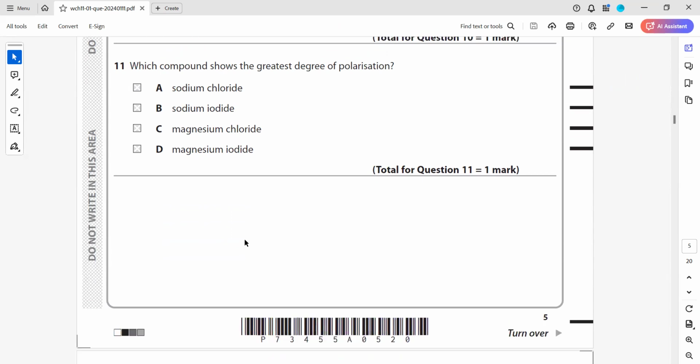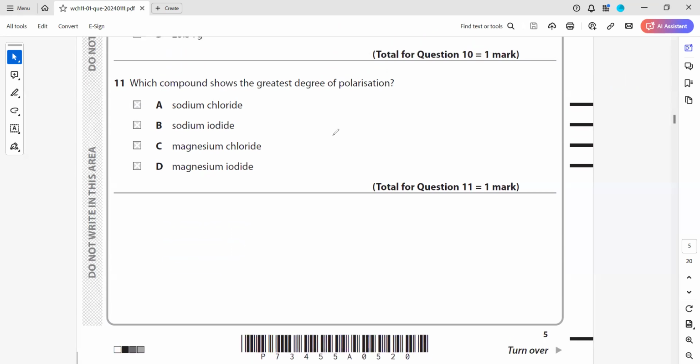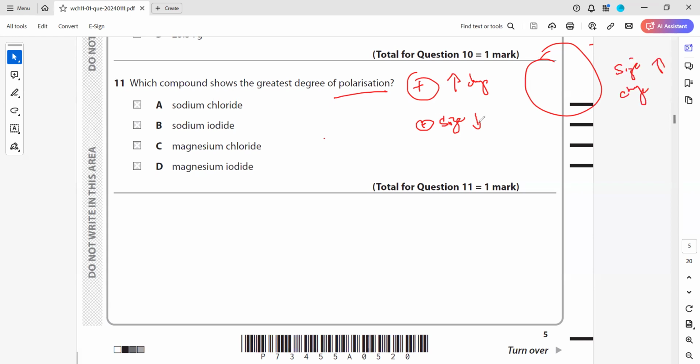Which compound shows the greatest degree of polarization? If the polarization depends on the charge of the positive ion, it should be large. The size of the positive ion should be small. The size should be small and the charge should be large. And the size of the negative ion should be large, and the charge on the negative ion, if it has a greater charge, it will be attracted more. So the size and the charge for the negative ion should be greater for distortion, but size for a positive ion should be small and charge should be large for a greater polarization.